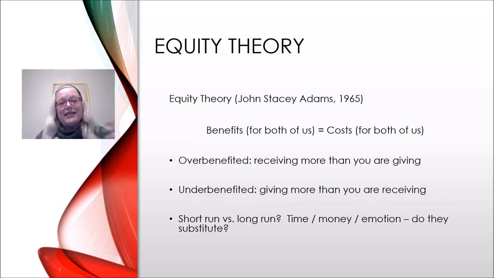Equity theory, as posited by John Stacey Adams in 1965, is the one that suggests that in our relationships, we would like the pros and cons, the goods and bads to kind of balance out over time. So we want the benefits and costs for us to be relatively equal, but we also want that for our partner. And this theory has a couple of terms associated with it: over-benefited and under-benefited.